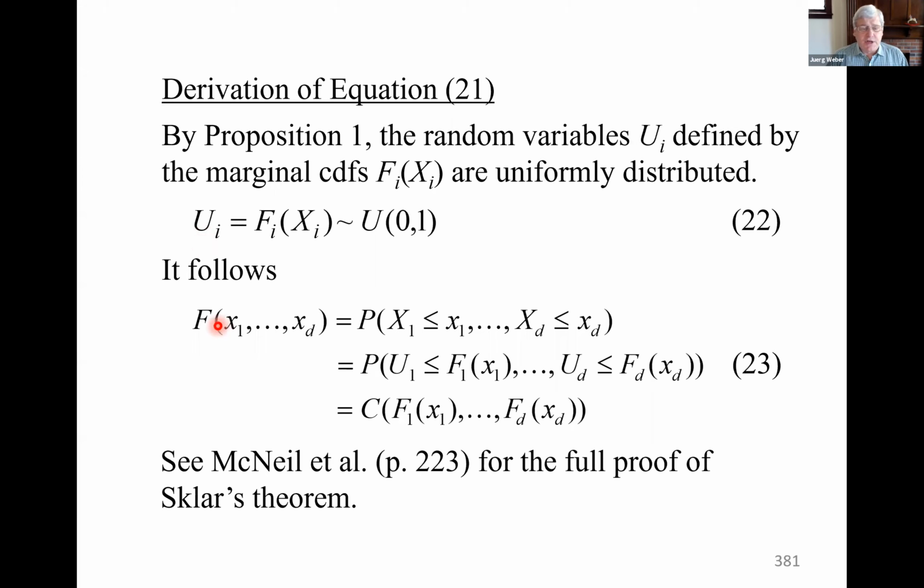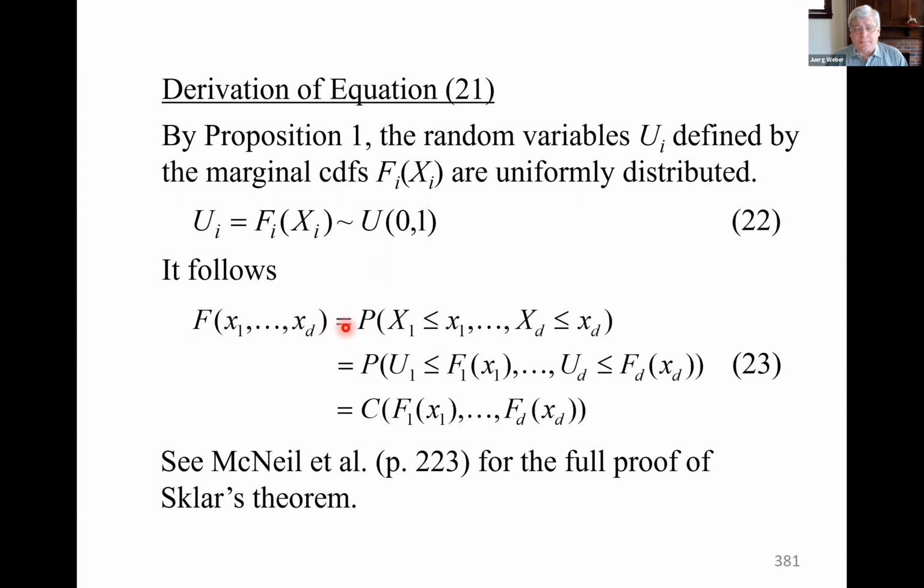Now it follows. Let's write down the joint distribution. What's a joint distribution? That means the probability that X is smaller than the critical value x1, and so on up to xD. That's what the joint distribution shows. That's just the definition again of the joint distribution.